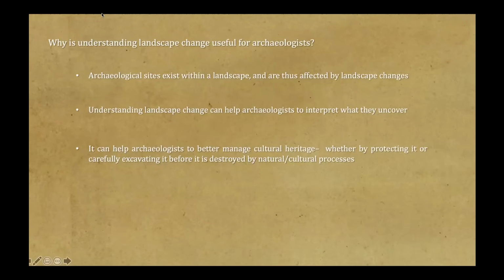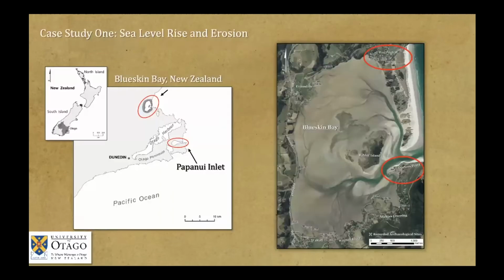So why is understanding landscape change useful for archaeologists? Archaeological sites exist within a landscape, and so they're affected by changes to that landscape. Understanding those landscape changes can help archaeologists to interpret what they uncover when they're excavating and find things within that landscape. It can also help archaeologists to better manage cultural heritage, whether that means protecting it by leaving it alone and not digging it up, or carefully excavating it before it's destroyed by either natural or cultural processes. And I'll provide some examples of those natural or cultural processes now.